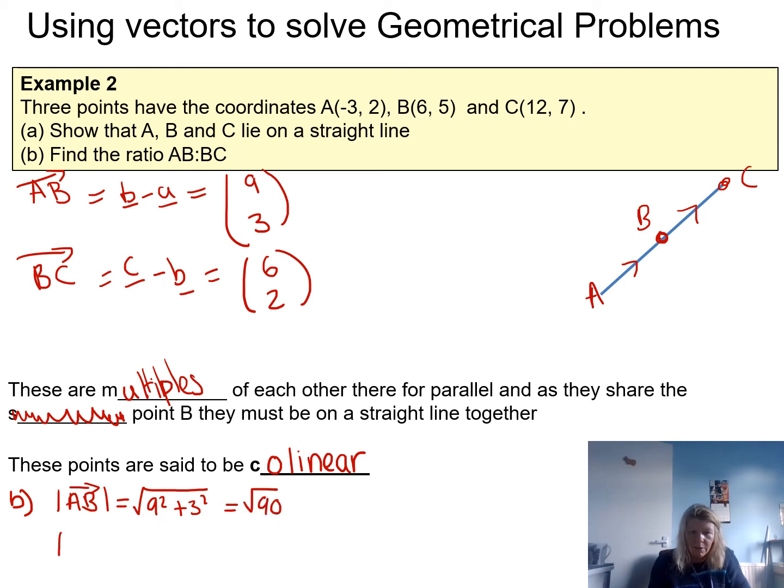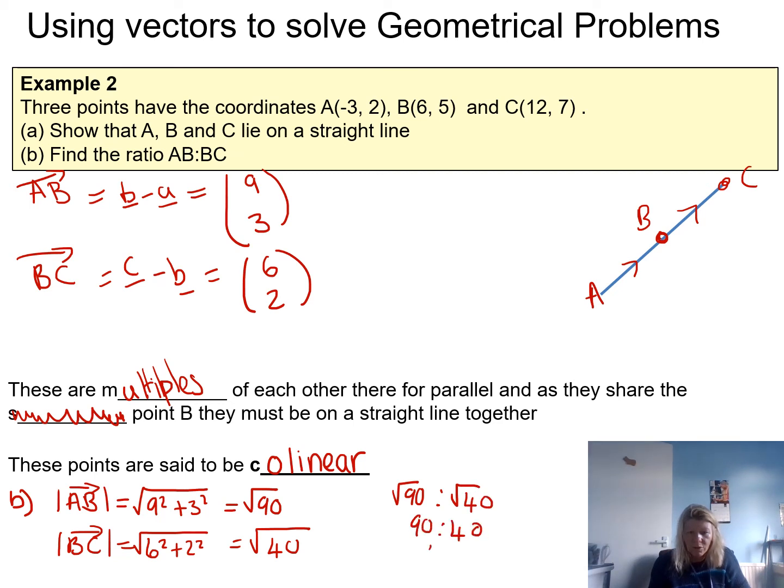And if we do the mod of B to C, that is 6 squared plus 2 squared, which gives us 40, root 40. So we'll find the ratio of those to each other. So root 90 to root 40. Square both sides, 90 to 40. Take the naught off, 9 to 4. Cancel that down and you should get 3 to 2.